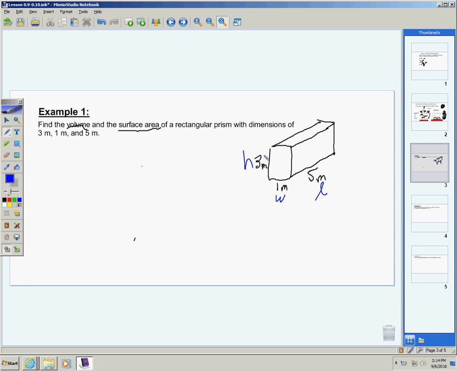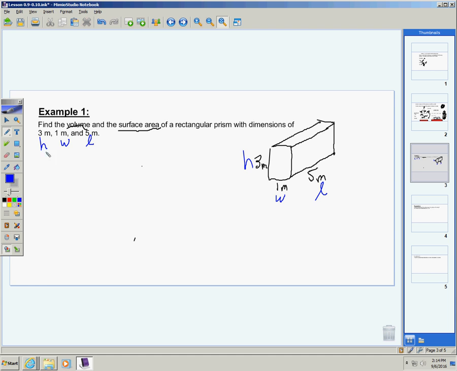Or, and this is what I think is a little bit easier, you just look over here and you say, well, it doesn't matter which one's which, because we talked about that. So I'm just going to say, this is my length, this is my width, this is my height. Either way you do it, it doesn't matter. You just somehow need to identify which is your length, width, and height.